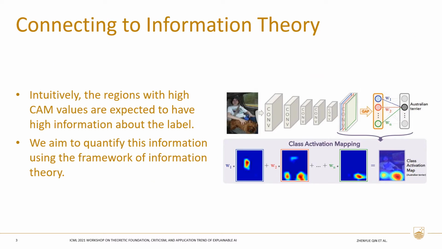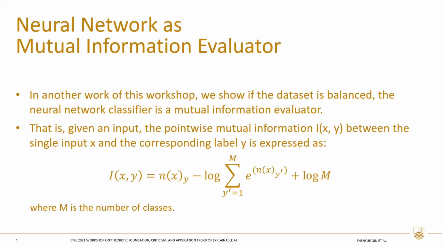Intuitively, the regions with high CAM values are expected to have large information about the label. However, we aim to quantify how much information each partial region of the image has toward a particular label. In order to quantify the information each region contains for a label, we first briefly introduce our other work in this workshop called Neural Network as Mutual Information Estimator. In that work, we show that if the dataset is balanced, the neural network classifier is a mutual information evaluator. In this way, we can bridge neural network classifiers and Shannon's information theory.